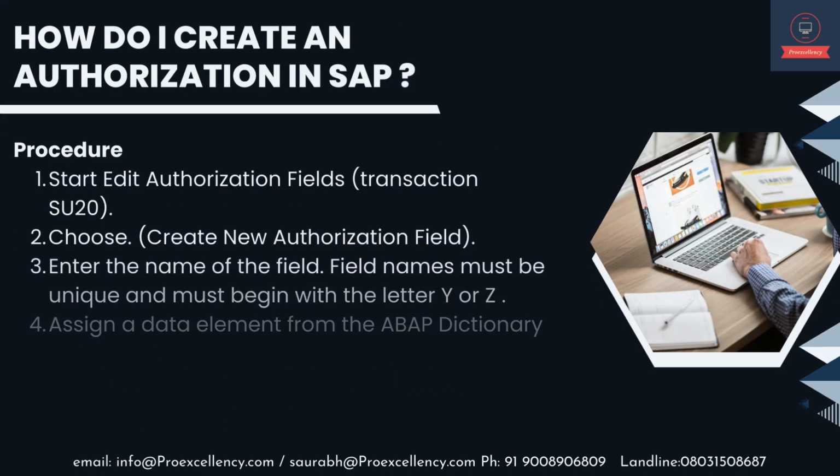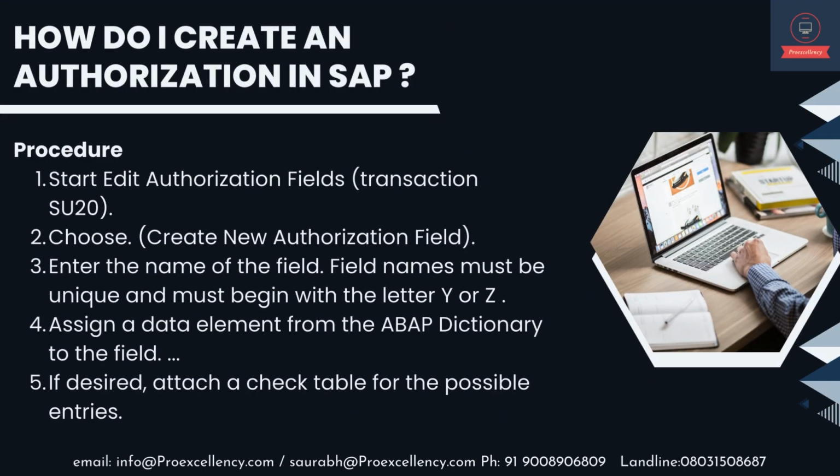How do I create an authorization in SAP? Procedure. Start Edit Authorization Fields, Transaction SU20. Choose Create New Authorization Field. Enter the name of the field. Field names must be unique and must begin with the letter Y or Z. Assign a data element from the ABAP dictionary to the field. If desired, attach a check table for the possible entries.